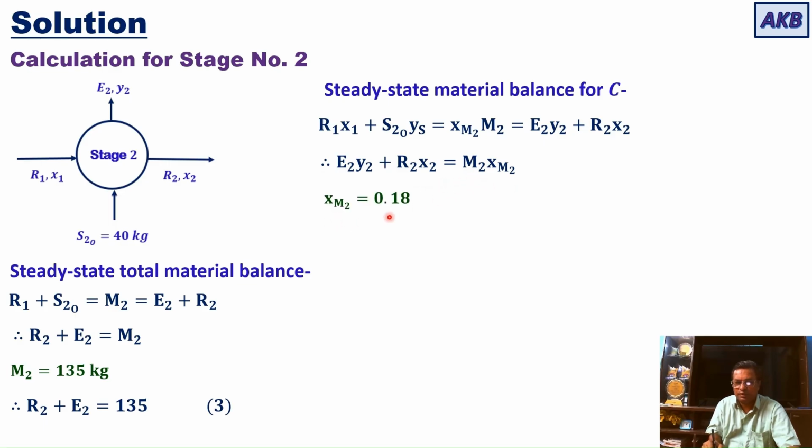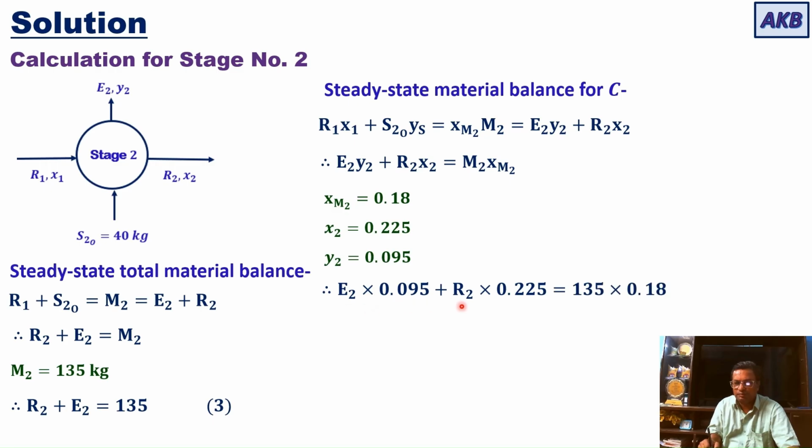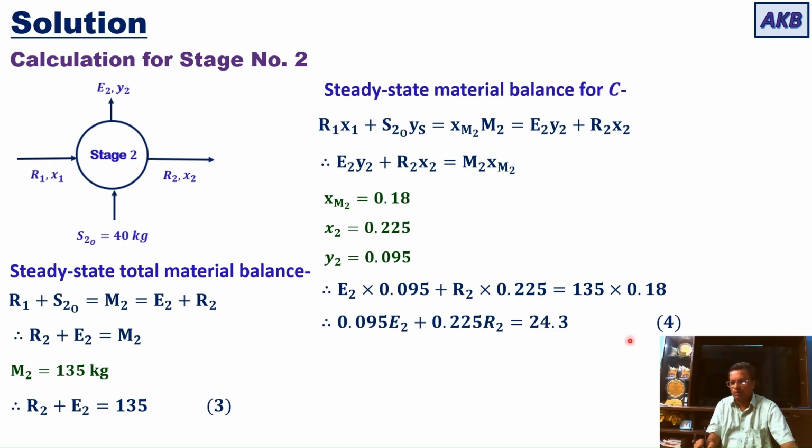In this we know XM2 is 0.12, we just have found that quantity. Then X2 is 0.225 and Y2 is 0.095. So if I use these values in this equation, it will be E2 into 0.095 plus R2 into 0.225, that is equal to 135 into 0.18, that is 0.095 into E2 plus 0.225 R2 is equal to 24.3. 135 into 0.18 is 24.3, and I am calling it equation number 4.